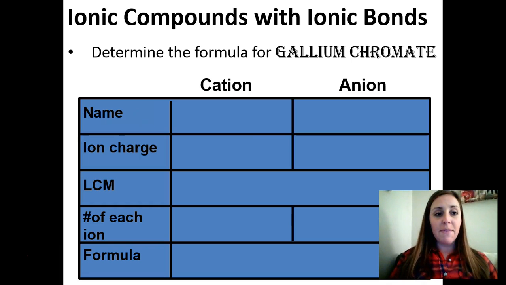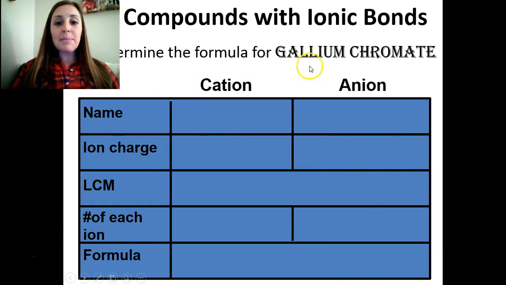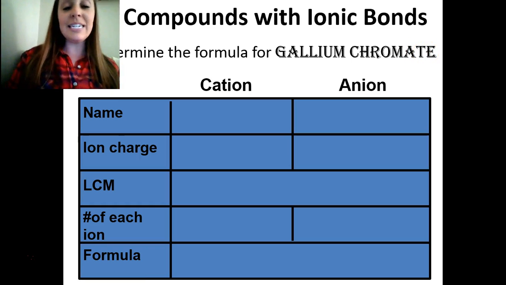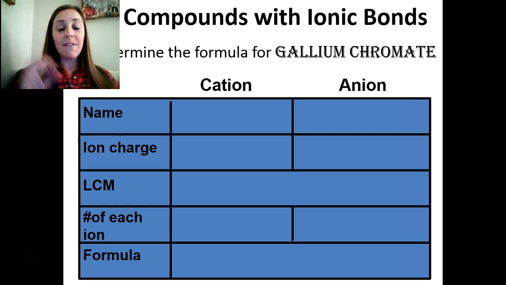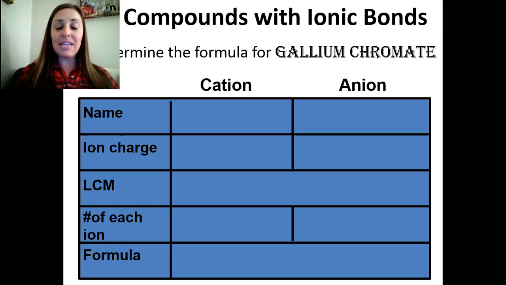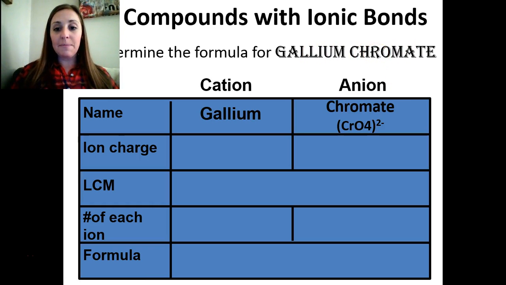Let's say you have gallium chromate. Something to look for: see how this has an "-ate" at the end? That tells you that it's a polyatomic ion. It didn't end with "-ide". If it was an element that made the anion, it would end with "-ide". So gallium is your cation and chromate is your anion. Your charge is already given to you for your anion because chromate never has another charge. But gallium, you need to know, is 3+.